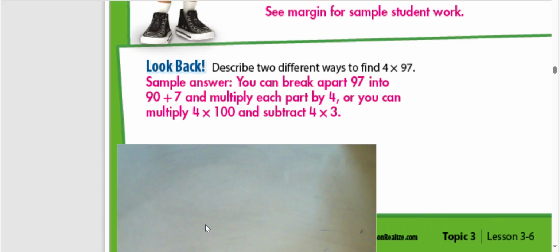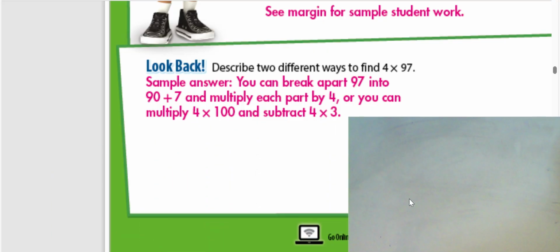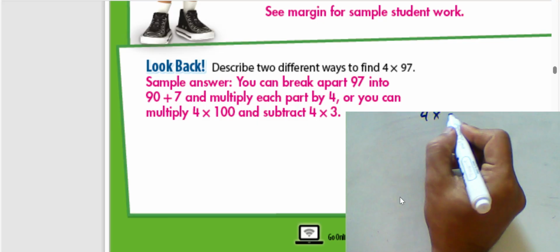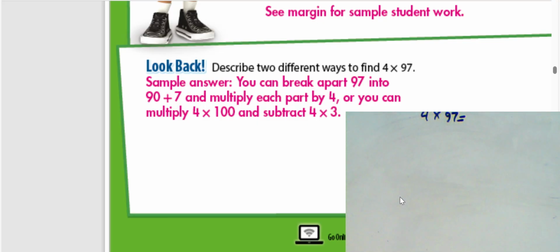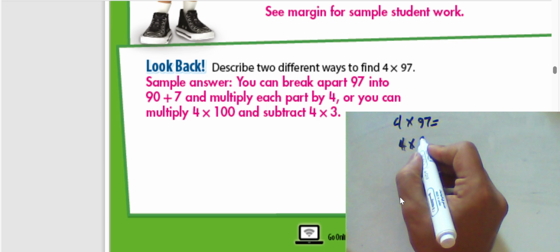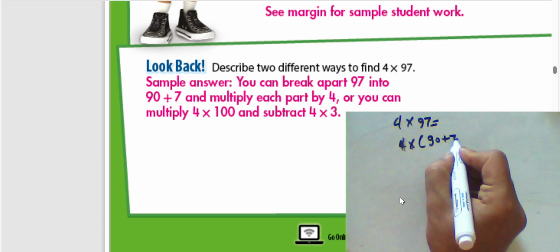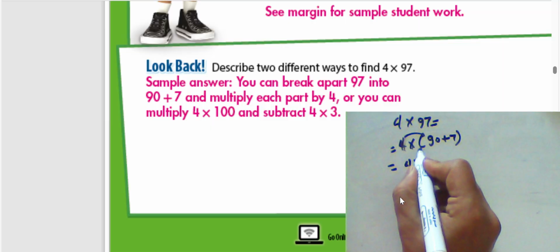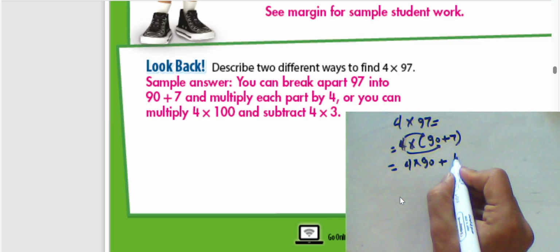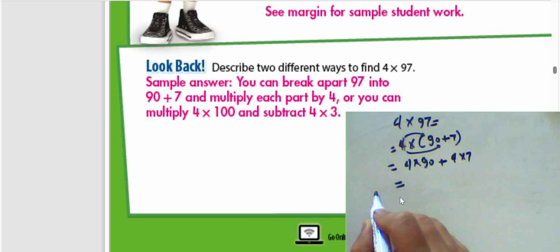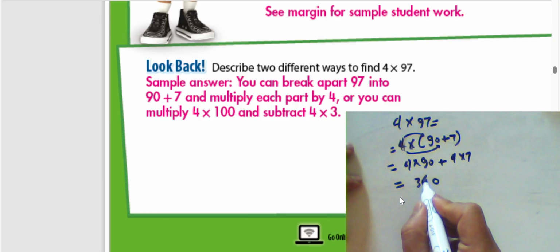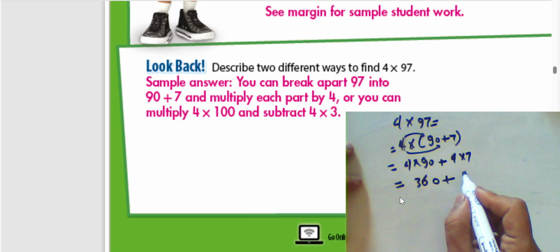Describe 2 different ways to find 4 times 97. Okay, follow with me to find the result, 4 product by 97. First step, we can use distributive properties: write 4 product by 90 plus 7, and then write 4 product by 90 and 4 times 7. Okay, first solution, 4 times 9 equals 36, and the result will be 360, and 4 times 7 equals 28.